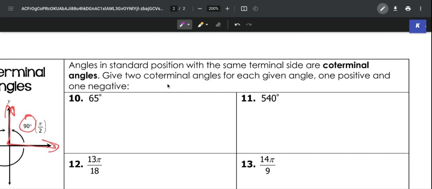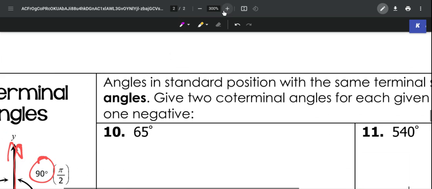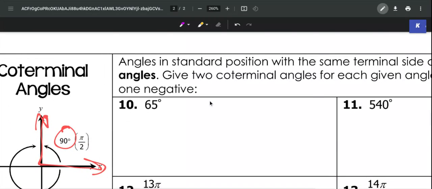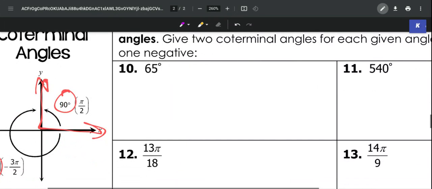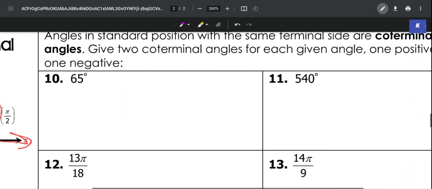You're going to give two coterminal angles for each given angle. One's going to be positive, one's going to be negative. So here's what we do here. I'm probably going to just keep these in degrees, and then we'll worry about radians and some of the other stuff. But we could also just convert them. But we're not going to worry about that.